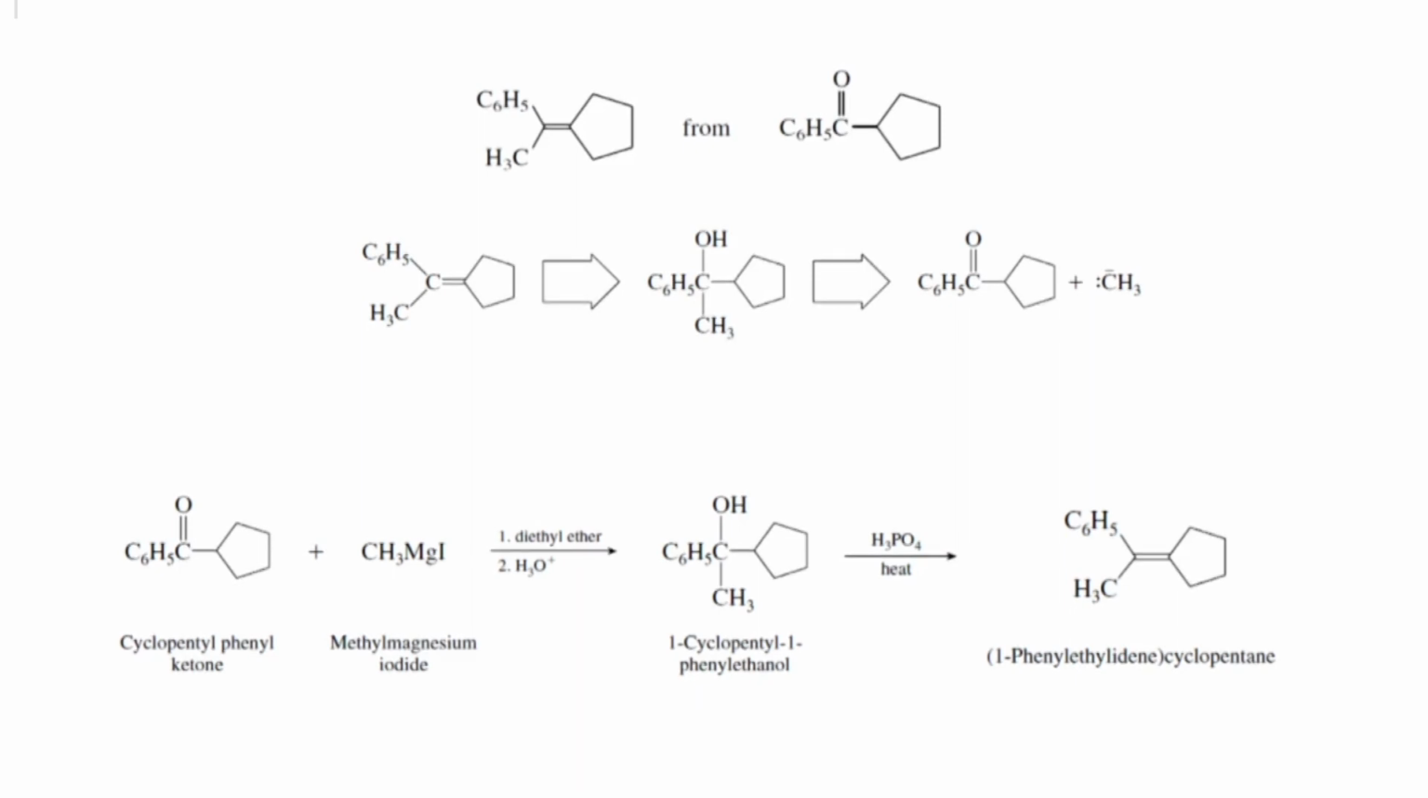So what we would do is start with this ketone, add methyl magnesium bromide or methyl magnesium iodide in diethyl ether, followed by hydrolysis, which will give you this alcohol. Subsequently, you can just add a proton source, because the product that is formed is the more substituted product, and also the conjugated product. So there is no competition here. It will give you only this as the final product.